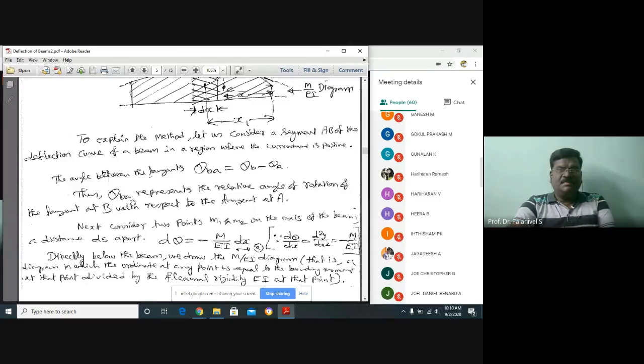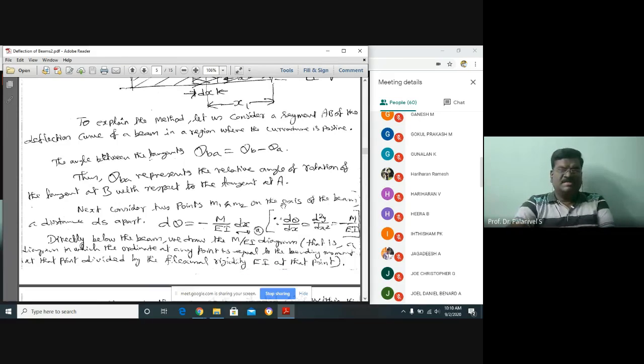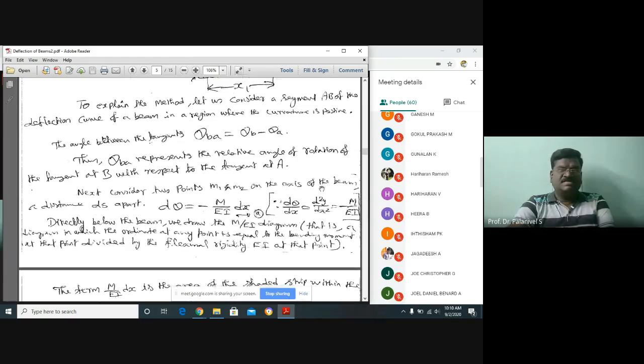Thus, theta BA represents the relative angle of rotation of the tangent at B with respect to the tangent at A. Next, consider two points M1 and M2 on the axis of the beam at a distance ds apart. That also we have considered already.